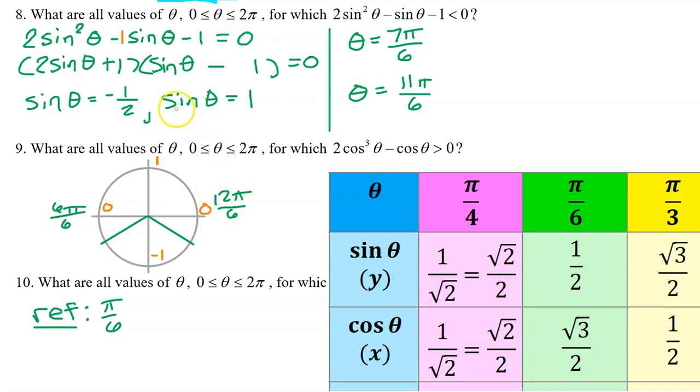So the question was, where is the sine equal to 1? Well, that was at this position, which is pi over 2 radians. So that is going to be another critical value. So theta is equal to pi over 2. These are the 3 values that will go on our sine chart.